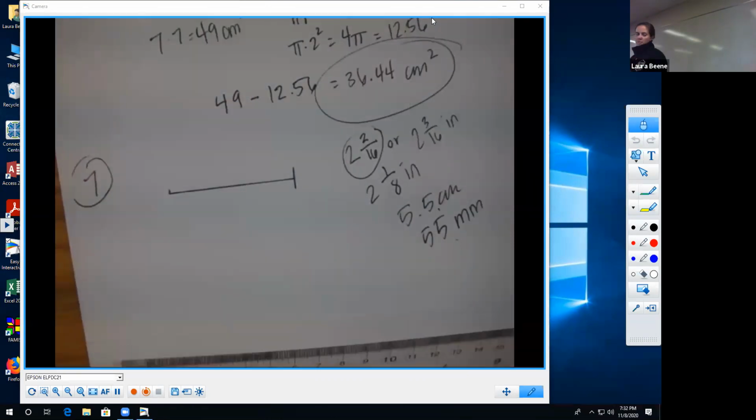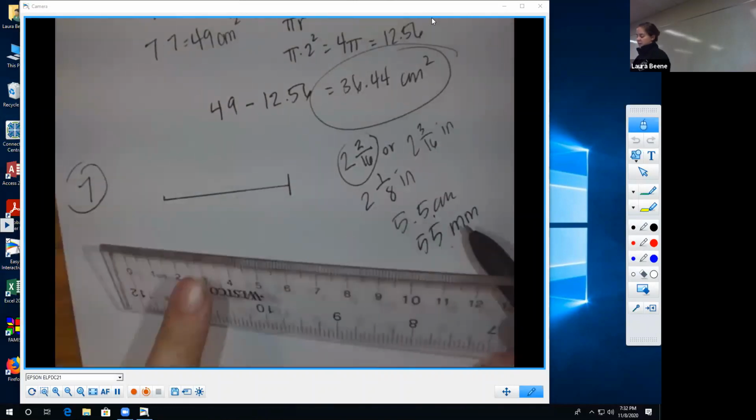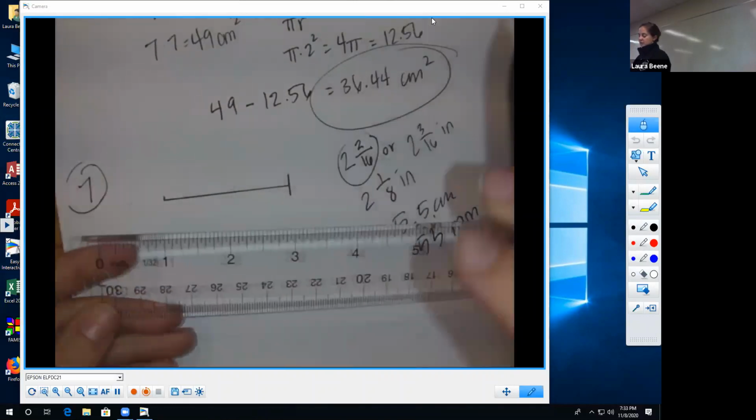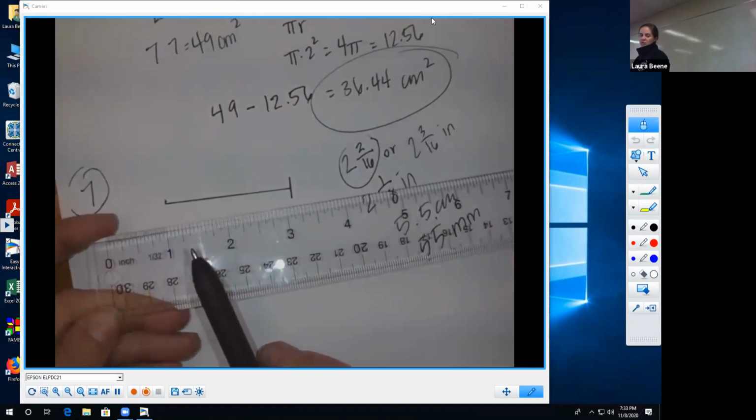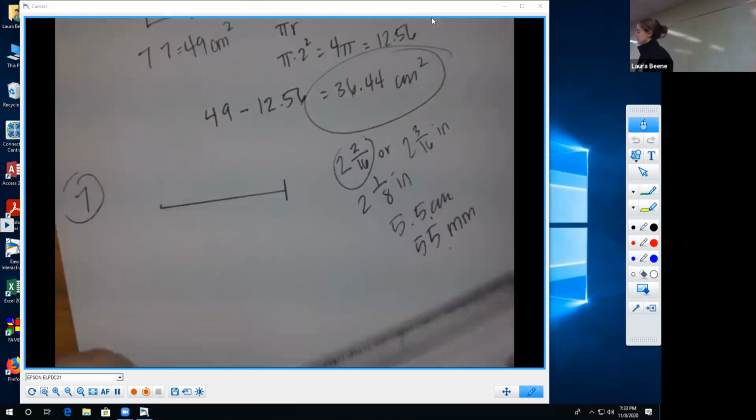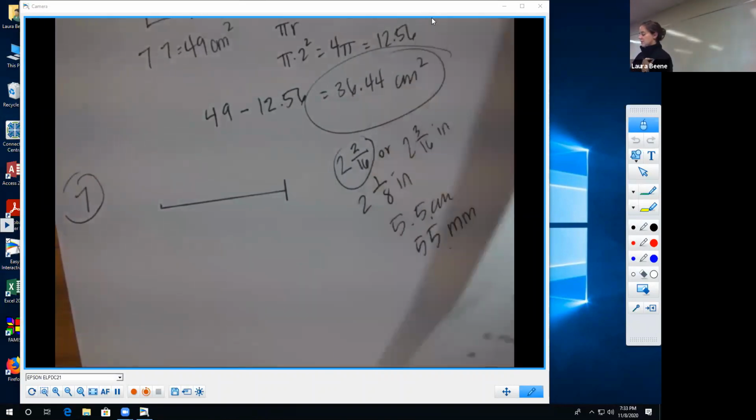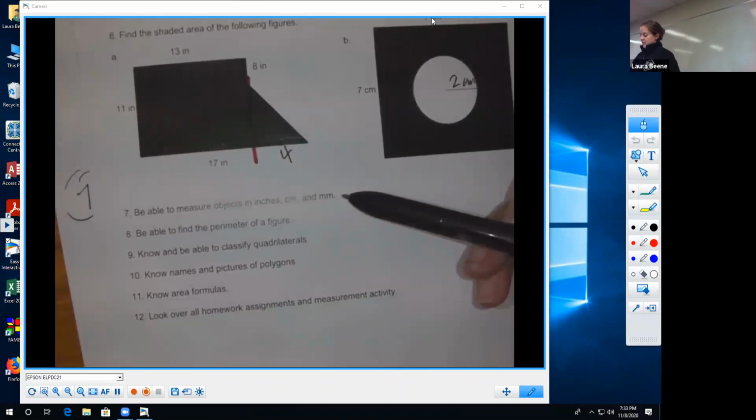Okay, so make sure you know how to measure with a ruler. Make sure you can measure in centimeters, millimeters, which are both on one side, and then inches is on the other side. For inches, you have to measure with fractions. For centimeters and millimeters, you can measure with decimals. You could use a fraction still if you wanted to. That would be wrong, but you cannot use a decimal for inches. Okay, so that's number 7, measuring objects with inches, centimeters, and millimeters.